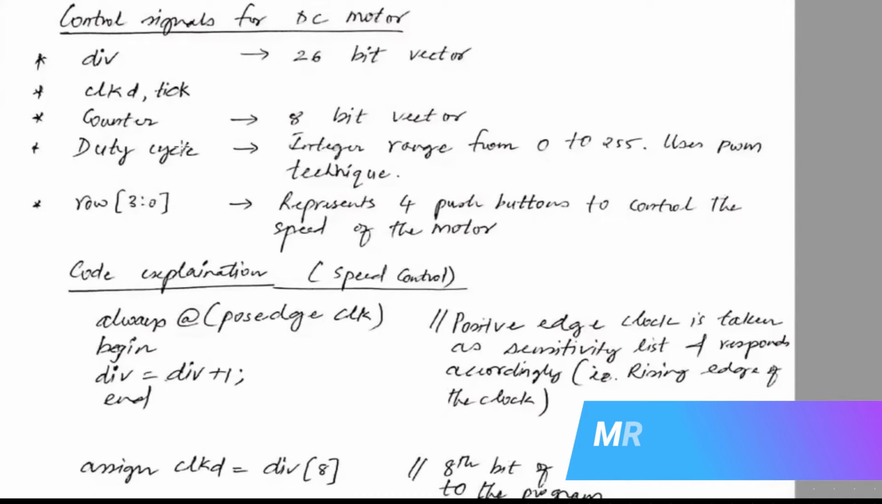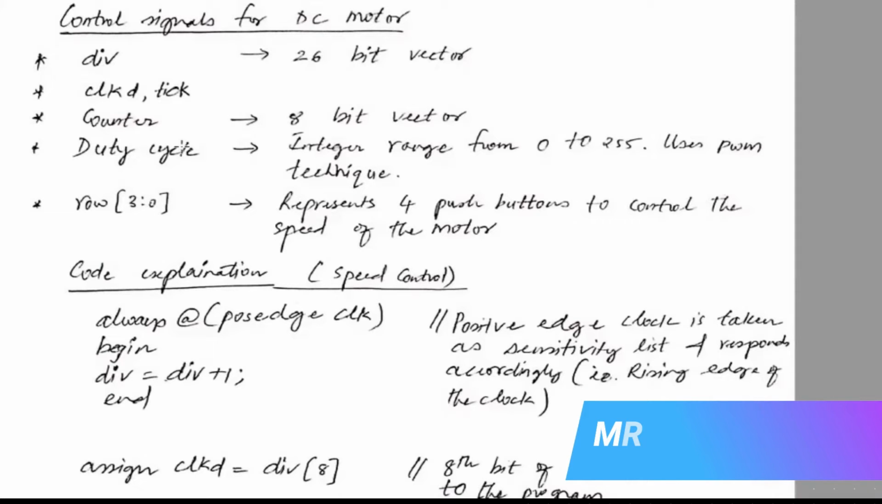So we have always at positive edge of the clock. Which means the positive edge of the clock is taken as the sensitivity list. You can recall the concepts of rising edge and falling edge. So here when I say posedge, it means the rising edge of the clock is taken into consideration, right? Then you have something called assign clock_d is equal to div[8].